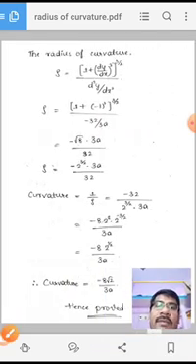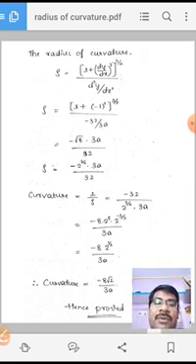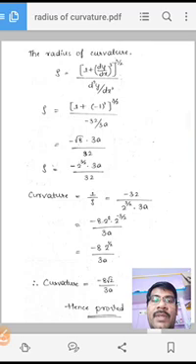The radius of curvature ρ is equal to (1 + (dy/dx)²)^(3/2) divided by d²y/dx². Substitute here and simplify, and we get (−2)^(3/2) into 3a/32. Here curvature is 1/ρ, the reciprocal of the radius of curvature. The curvature is equal to 1/ρ, which is −32/(2^(3/2) into 3a). Simplify it. The curvature is equal to −8√2/3a.